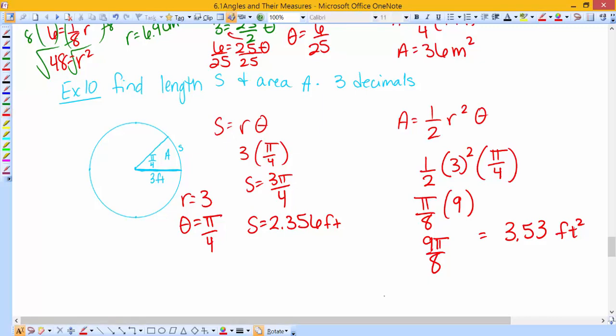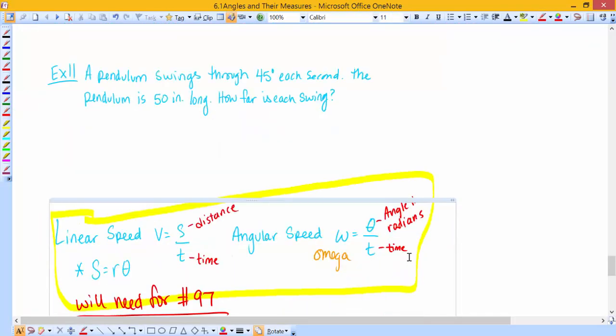Okay, let's move on. Now we have a real world situation here with a pendulum. And if you don't know what a pendulum is, you could Google pendulum, but a pendulum is something that is attached to the end of a string, like a yo-yo or a swing set. That's a pendulum. When you swing on a swing set, you are the pendulum. So we have something that is being attached to the end of a string or a rope or a chain, and it's swinging back and forth.